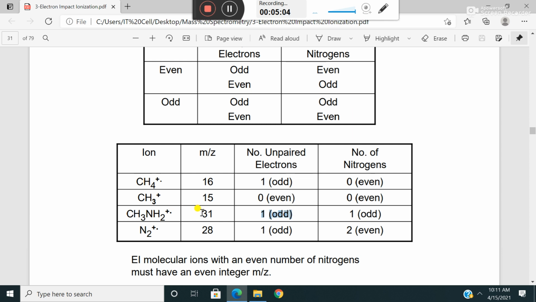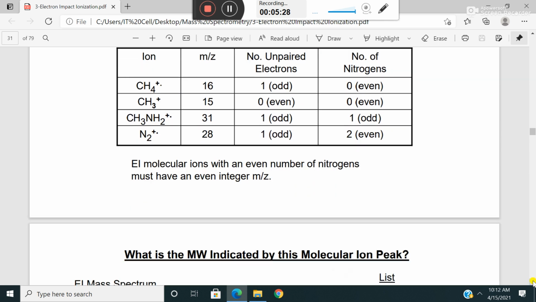What about the m/z value being odd? So if it is odd, this is the odd case, right? And the number of unpaired electrons, they are odd. It is this one, odd. So this should also be odd. It means that the number of nitrogen should also be odd, which is the case here. This is one, which is odd. So it's a very good way to predict the overall number of nitrogens through the nitrogen rule.